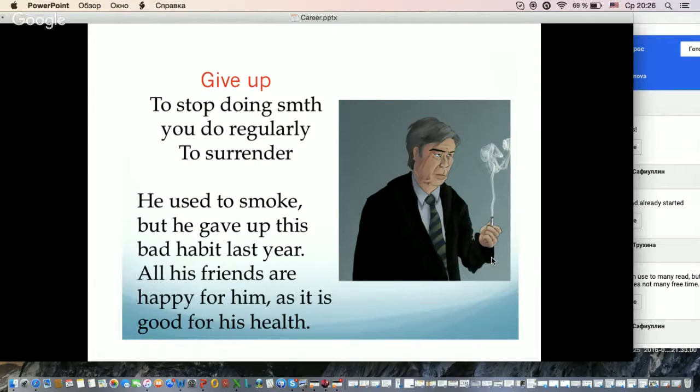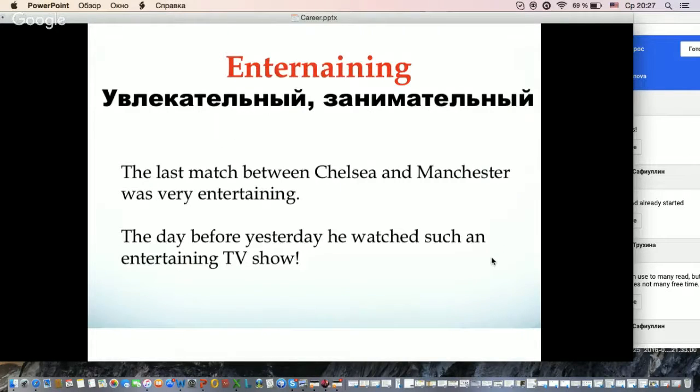All his friends are happy for him, as it is good for his health. Все его друзья очень рады за него, так как это очень хорошо для его здоровья. You can also say give up your job, give up working. And entertaining.